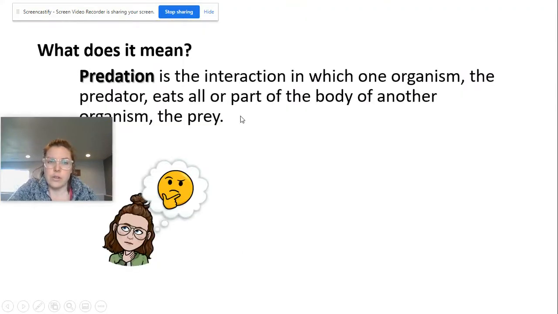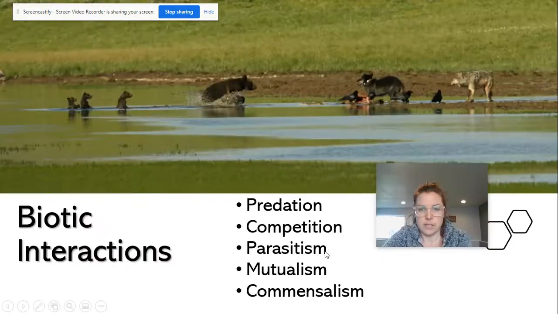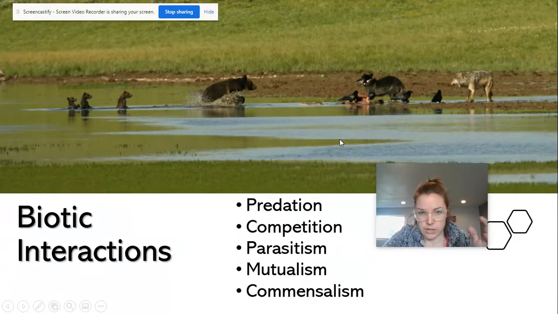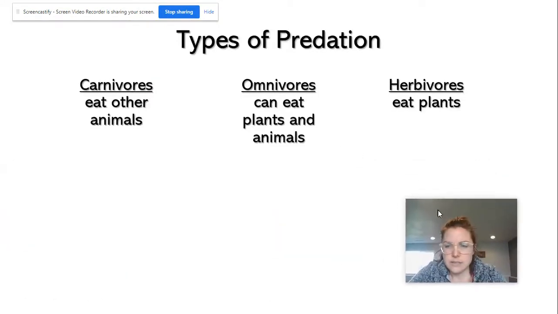So what does predation actually mean? It's an interaction in which one organism, the predator, eats all or part of the body of another organism called the prey. We're familiar with these terms. But what we're probably most familiar with is that picture I just showed you of a carnivore eating another animal. That's typically what we think of when we think of predator or predation. But it's not always the case.